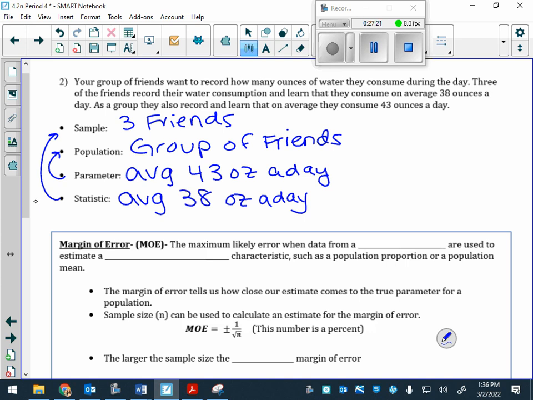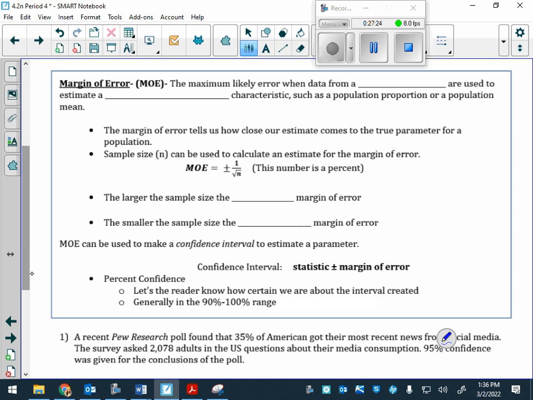Okay. All right. Now the next thing is something that we hear on the daily, in terms of sampling. So the margin of error, also called the MOE, is the likely error when data from a sample are used to estimate a population characteristic. So anytime we're sampling, we're inferring about the population. That's point blank. That's what we're doing. The margin of error tells us how close our estimate is to the true parameter. So we're trying to get as close as we can, but that's not always the case.